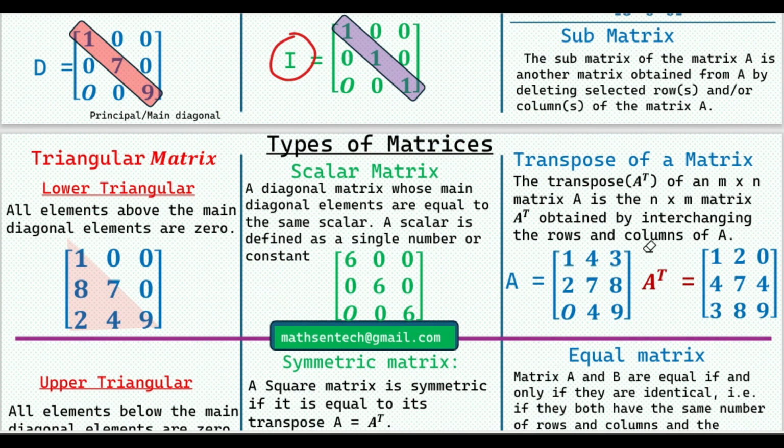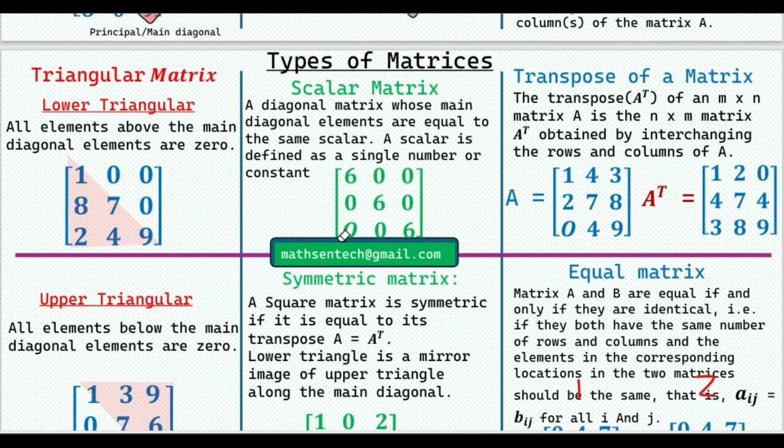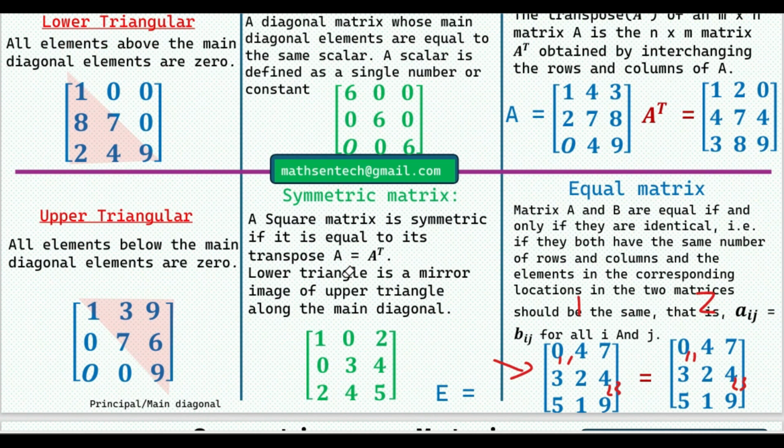Then we go to the next one, which is the transpose of a matrix. Or just before we go to the transpose, let's move on to the symmetric matrix. A square matrix is symmetric if it is equal to its transpose. Before long we are going to look at what a transpose of a matrix is. For now, just know that a symmetric matrix is equal to its transpose. We can go further and say the lower triangle is a mirror image of the upper triangle along the main diagonal.